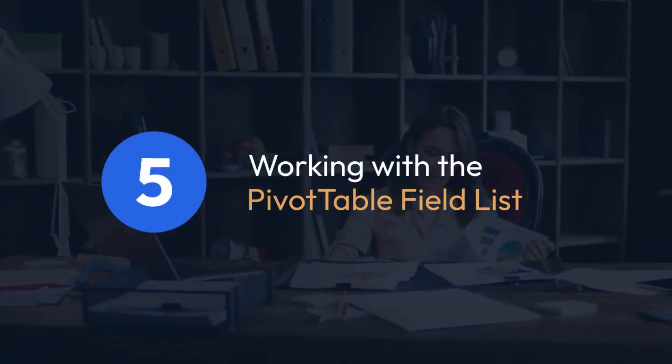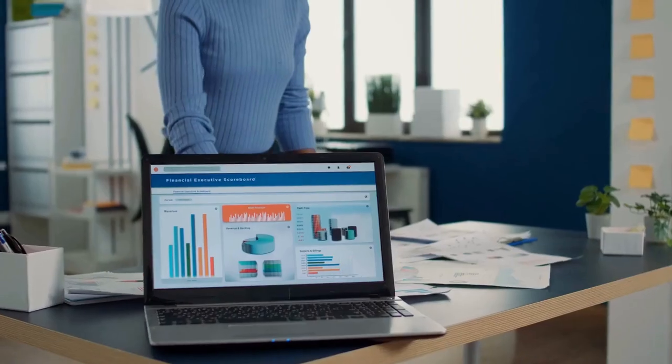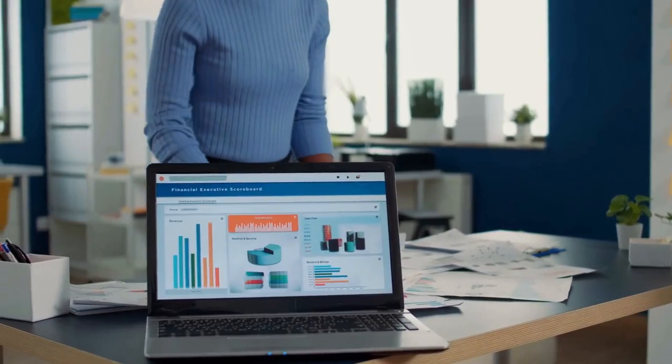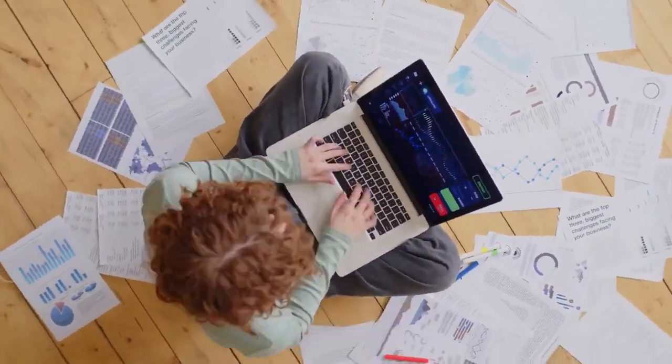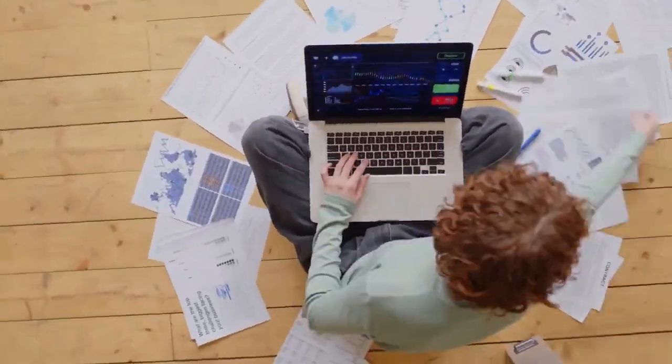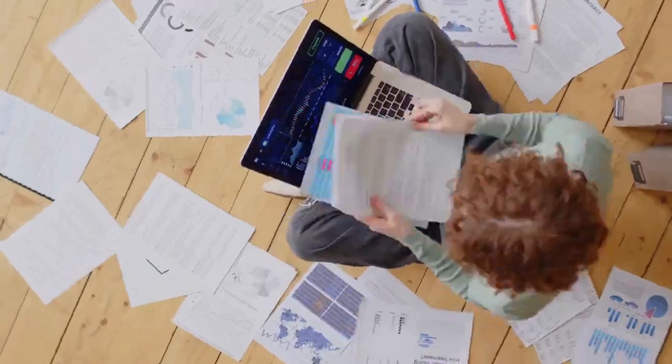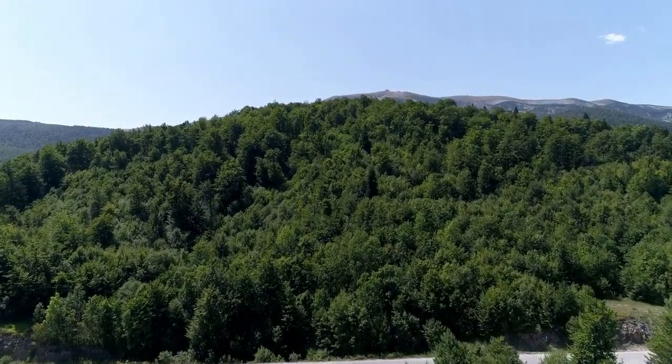5. Working with the pivot table field list. Using the field list makes it easy to experiment. You can quickly try different combinations of rows, columns, and values to see how your data is summarized. Don't be afraid to move things around and explore.